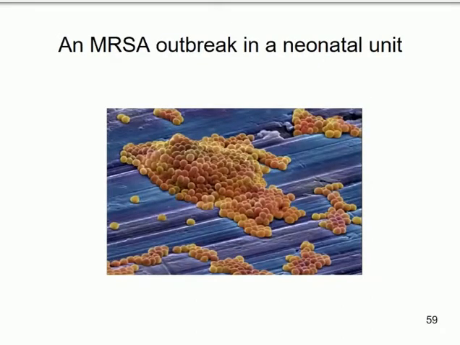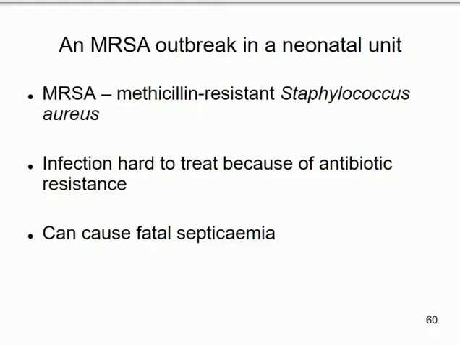So Staph aureus, we're all populated by it. We carry it on our skin, we carry it in our nose. Doesn't cause any problems by and large, but it's not a good thing to get an infection with. It can cause septicemia, which is a blood infection. And it's a particular problem if it's multiply antibiotic resistant, as MRSA is. And then it becomes very hard to treat. And the septicemia can be fatal.